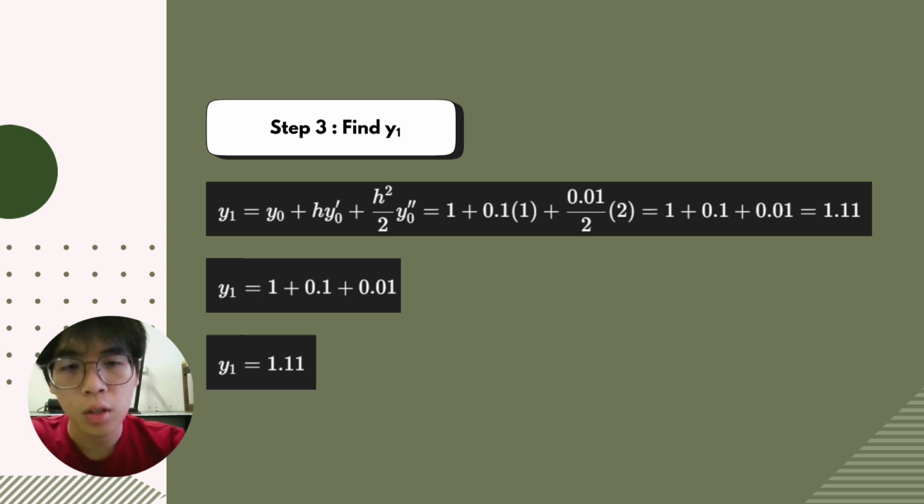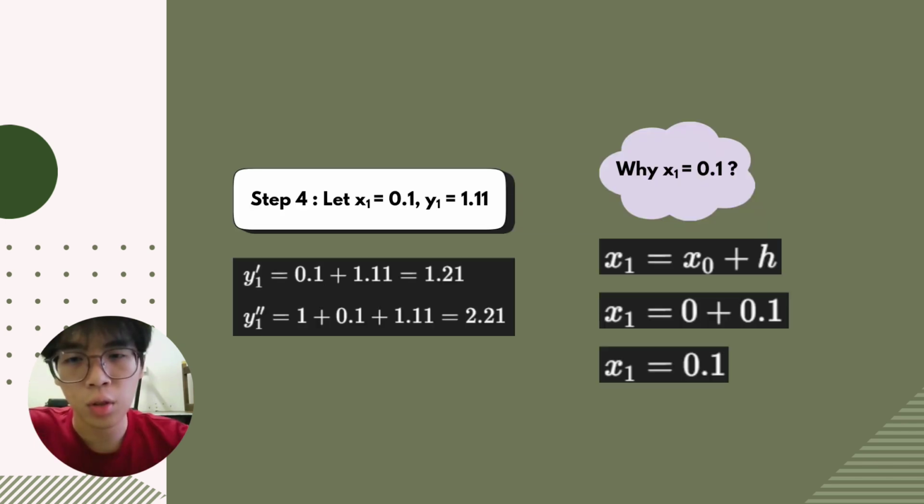which is the second order of Taylor methods. So y1 is equal to y0 plus h dy/dx plus h squared d2y/dx2 over 2. And then we need to substitute h equals 0.1, y0 equals 1, dy/dx equals 1, d2y/dx2 equals 2 into the formula. All this information and these values can be obtained or found in the question or in step 2. So after the calculations, we'll get y1 equals 1.11.